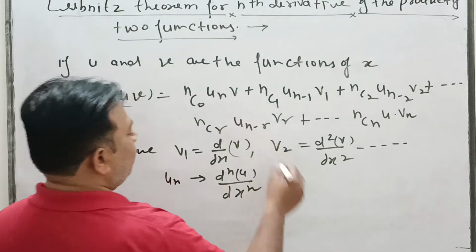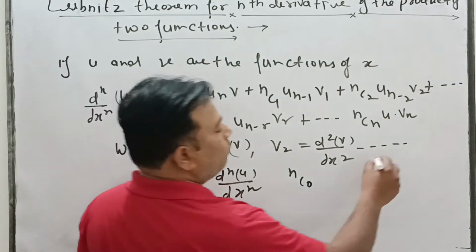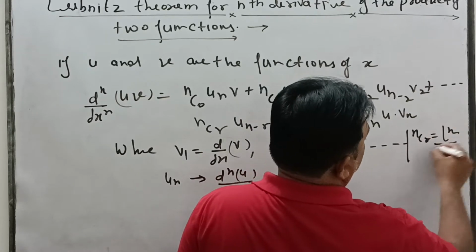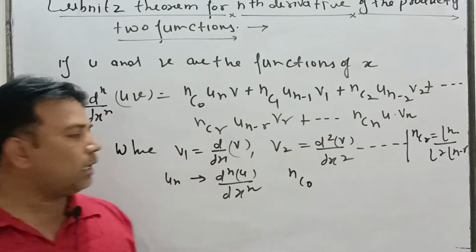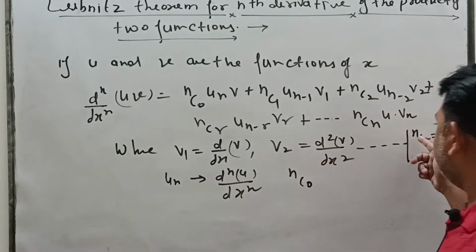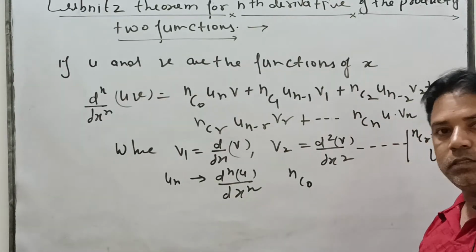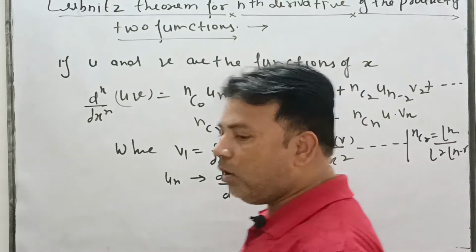Now the second, nC0, comes from the binomial expansion. You know the formula for nCr from the intermediate classes, in the binomial theorem. Here C represents combinations, the selection of r things out of n things. The formula is nCr equals factorial n upon factorial r times factorial n minus r.